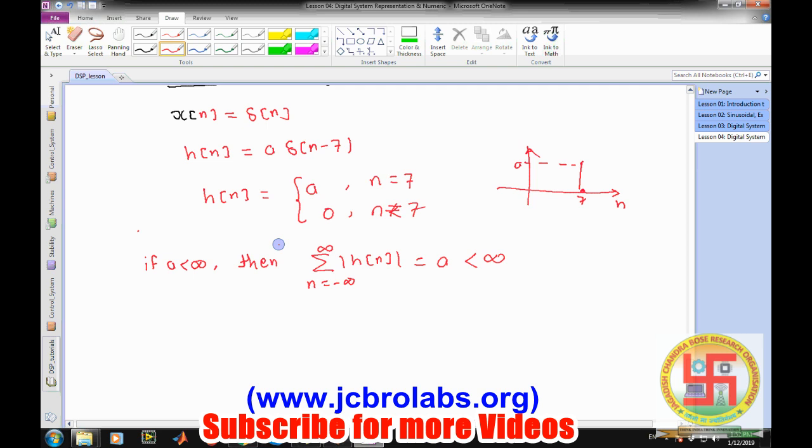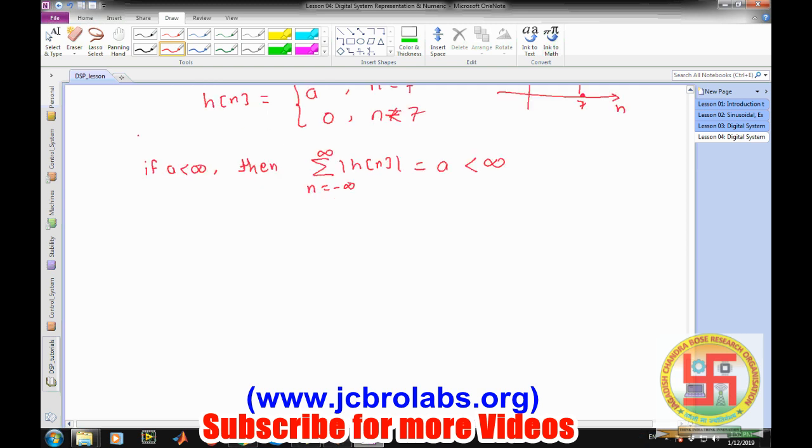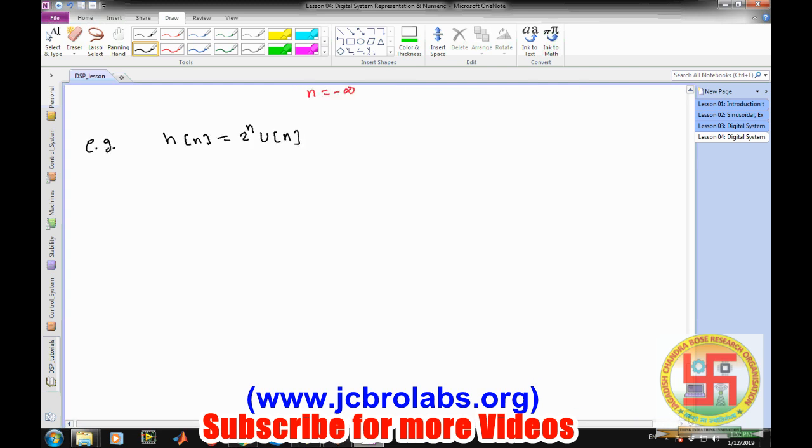Okay, similarly there could be another simple example. Let's say this h of n is equal to 2 to the power n into u of n. By looking at it, it seems to be unstable because it is increasing with time, but we need to prove it through mathematics.